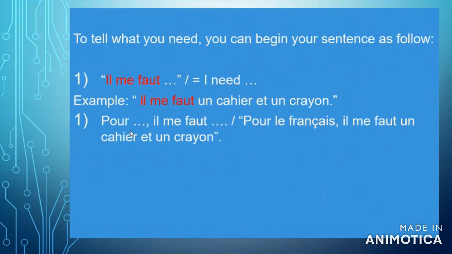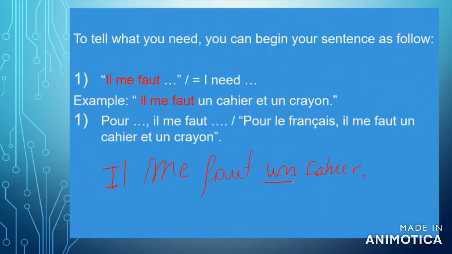So now, to express your need, to say that I need that particular thing, you can start by saying il me faut, along with the thing that you need. For example, il me faut un cahier. Okay, il me faut un cahier. And a cahier in French means notebook. Okay, il me faut un cahier.